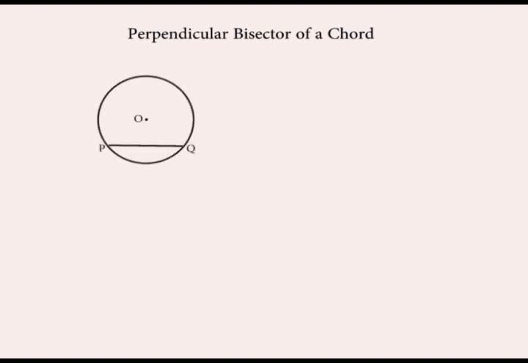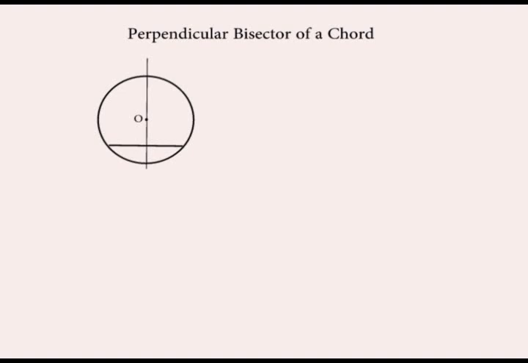Consider this circle with center O. PQ is a chord. When a perpendicular bisector to PQ is constructed, it appears to pass through O. Let's see whether the perpendicular line is really a bisector.